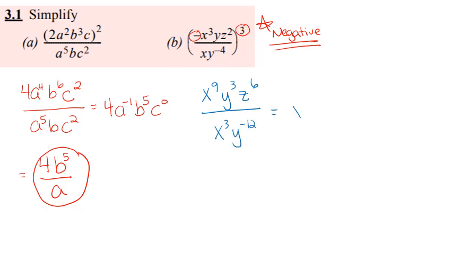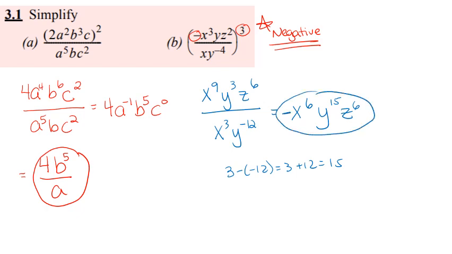So I'm going to subtract my exponents. 9 minus 3 is 6. And this you have to be really careful for. This is not going to be negative 9, which is what a lot of students will write. This is 3 minus a negative 12. 3 minus a negative 12 is 3 plus 12, which is 15. So this will be y to the 15th power. Be careful not to write negative 9 because that's going to be wrong. Z to the 6th is going to just stay in the numerator. And then I'm going to put a negative sign because of the reminder that I have here that the final answer will be negative.